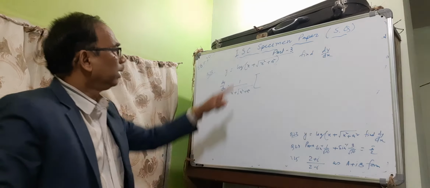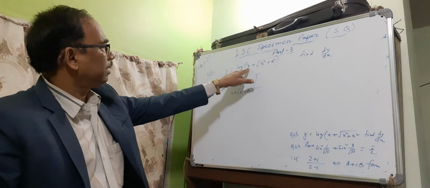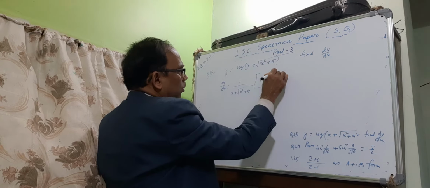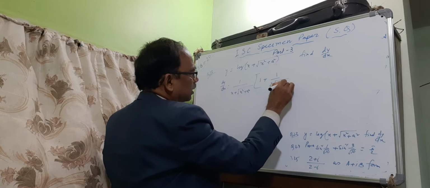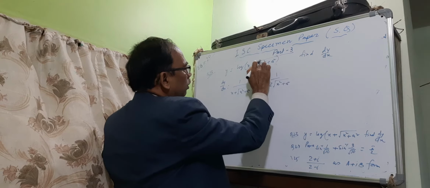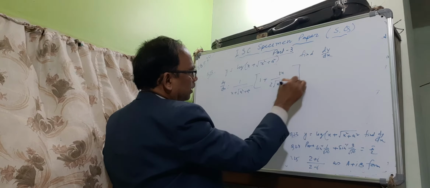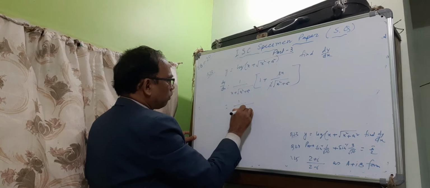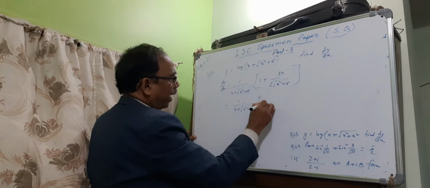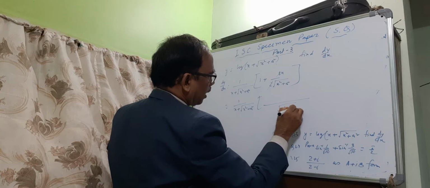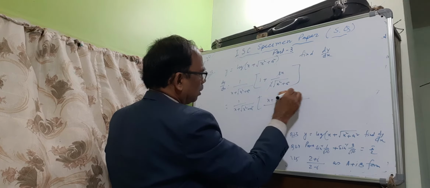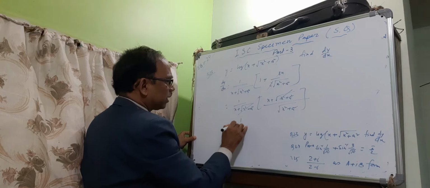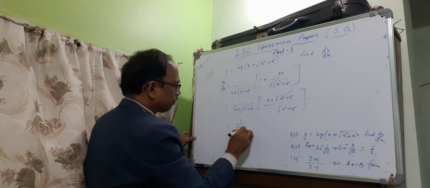Now chain rule. Log x is 1 by x, then differentiation of the inner portion: x derivative is 1, plus the root derivative. Treat as root x, that is 1 by 2 root x, so 1 by 2 root over of x square plus a square into x square derivative, which is 2x. The 2 cancel. That is 1 by x plus root over of x square plus a square. Now adding this root over of x square plus a square, that is x plus root over of x square plus a square. This and this cancel. Your answer is 1 by root over of x square plus a square.